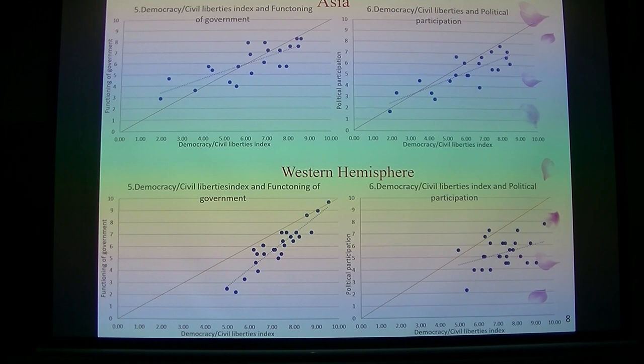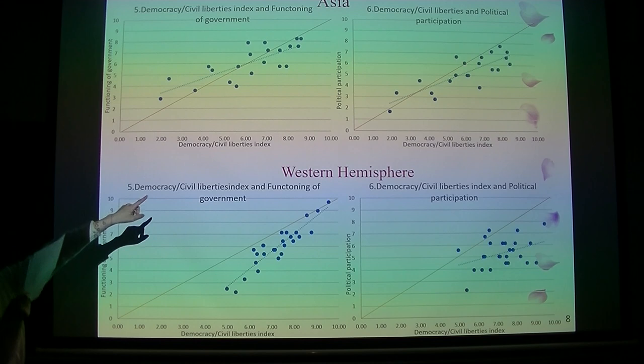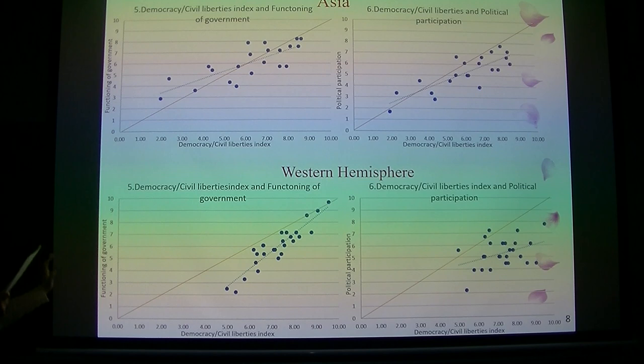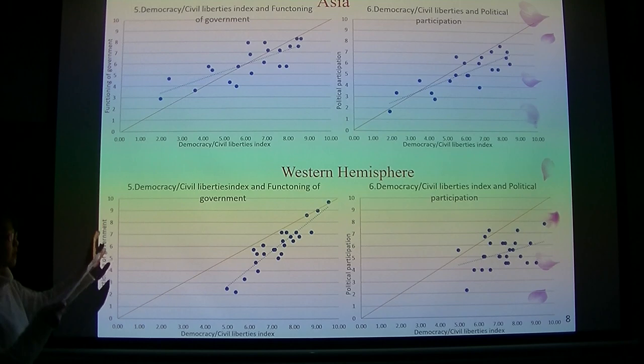And for the Asian countries, it's quite balanced. It looks like a good balance, especially for the functioning of government and democracy civil liberties index. And for the democracy civil liberties index with political participation, the countries tend to value democracy civil liberties more than political participation. And for the Western Hemisphere, they value more democracy civil liberties than the government function and political participation.